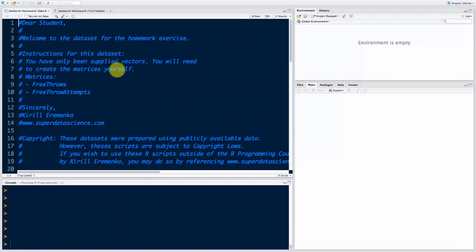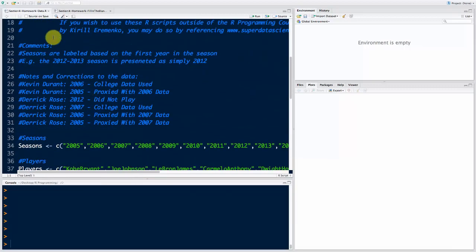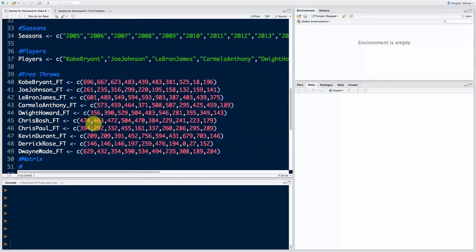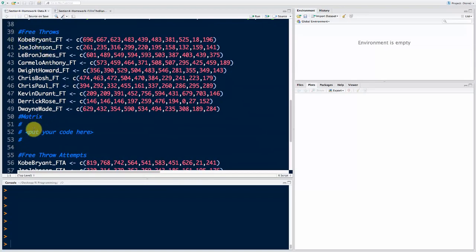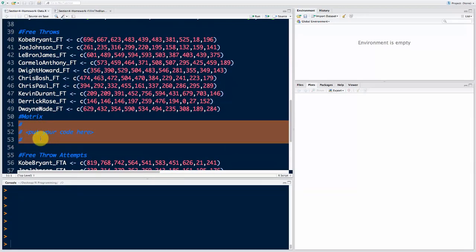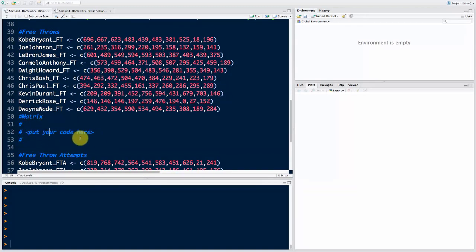So once again, here it says that you have been supplied the vectors you'll need to create the matrices, some copyright and some other information, and then finally we've got the vectors. So we've got the seasons vector, the players vector, and then the free throws vectors. And as you can see here, there's no code for the matrix. You need to populate this code on your own.